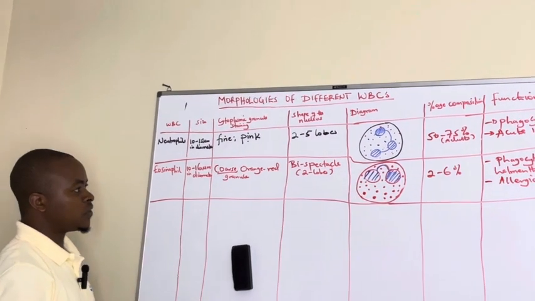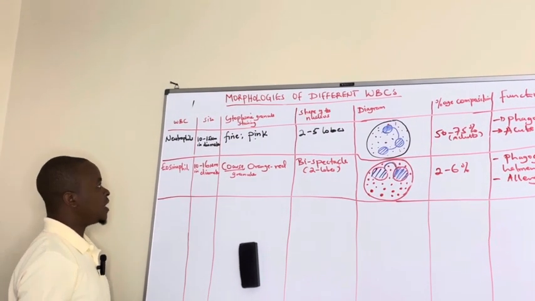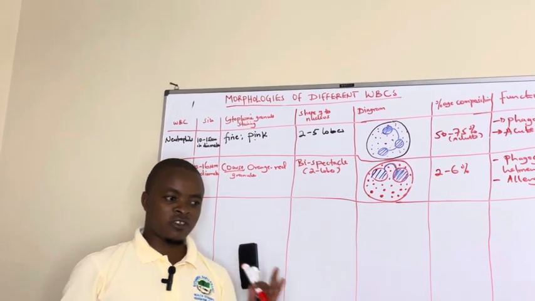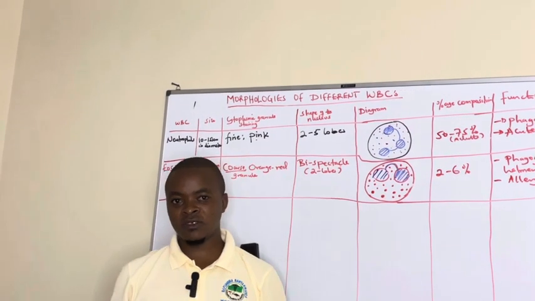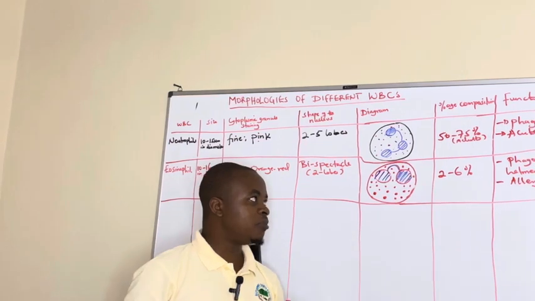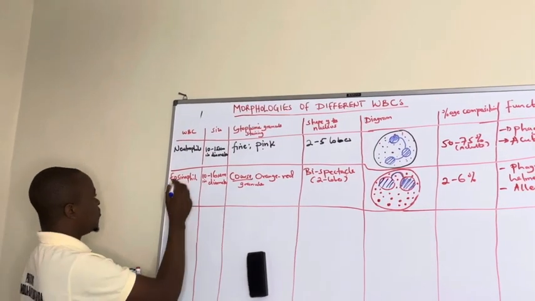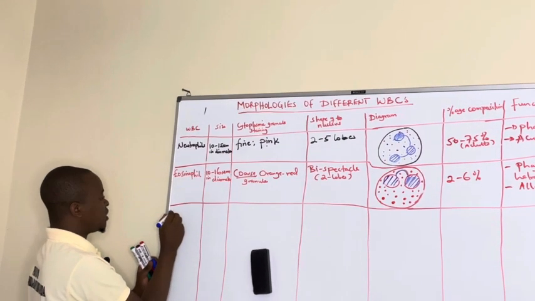So looking at this, the next cell we can look at, because we know that leukocytes are divided into two, the granulocytes and the agranulocytes. So we have begun with the granulocytes. We have the neutrophils, the eosinophils, then the last one is the basophil.